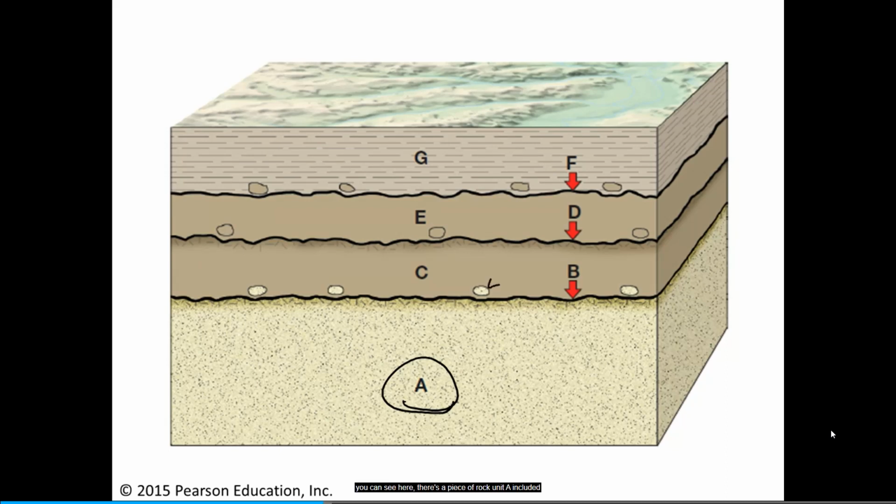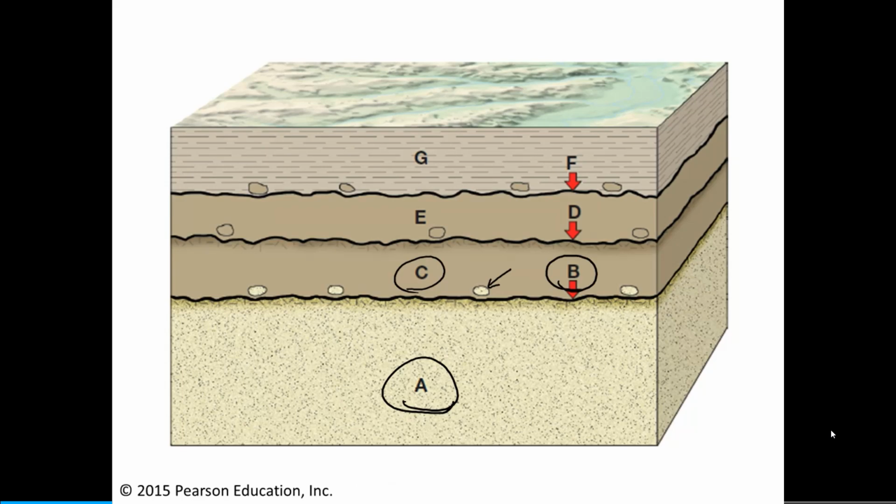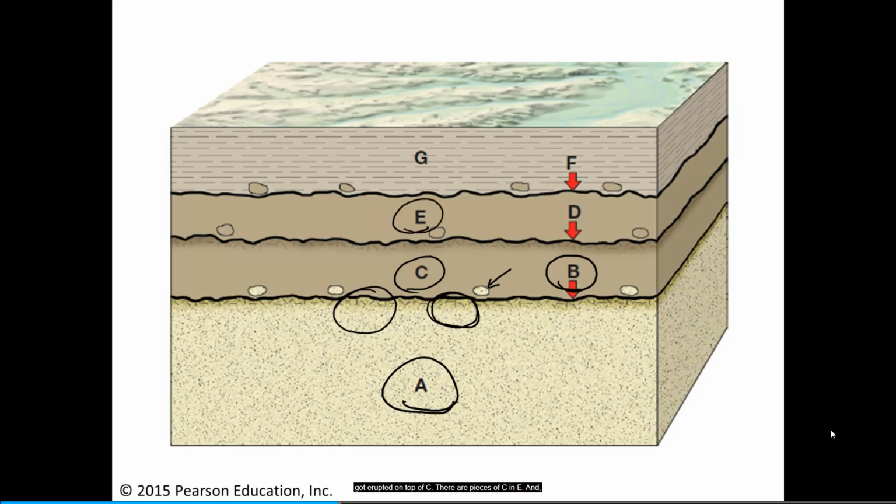But also you can see here there's a piece of rock unit A included in rock unit C. Erosional surface B separates the two, and it looks like C is a volcanic rock because I see evidence of contact metamorphism here where C is touching A. Then it looks like rock unit E got erupted on top of C. There are pieces of C in E. And again, there's contact metamorphism where E touches C.